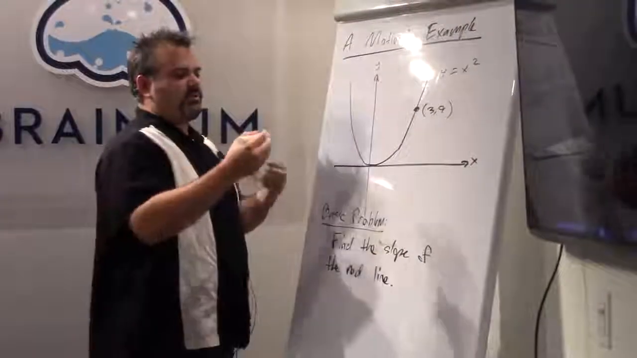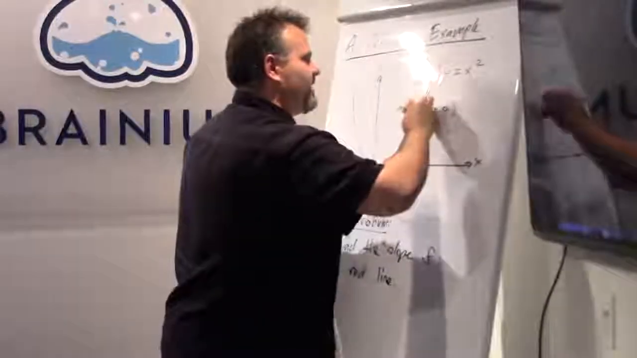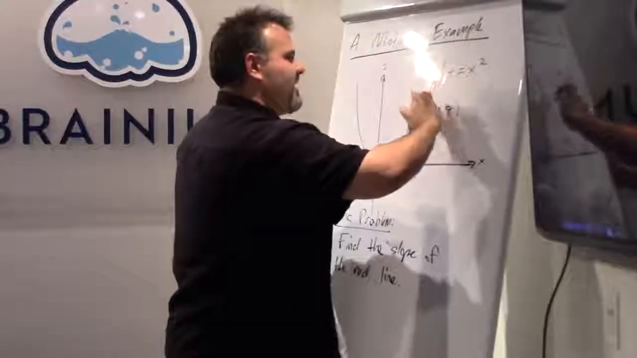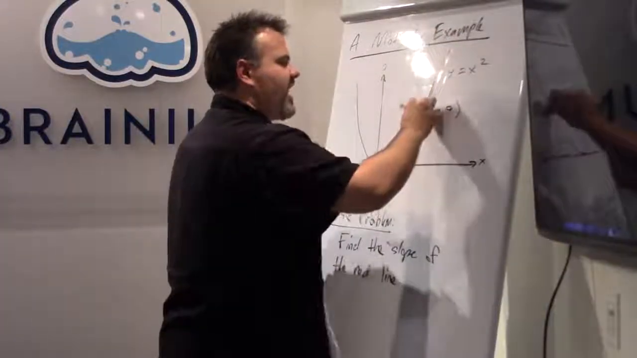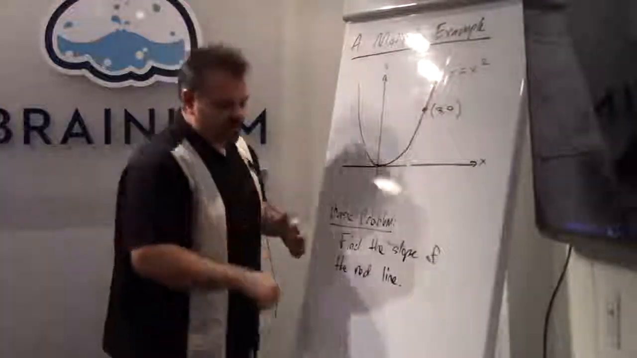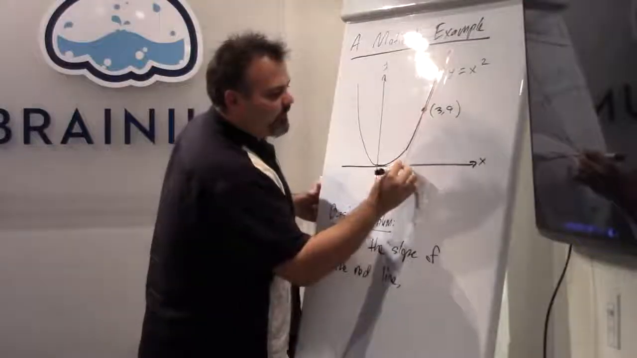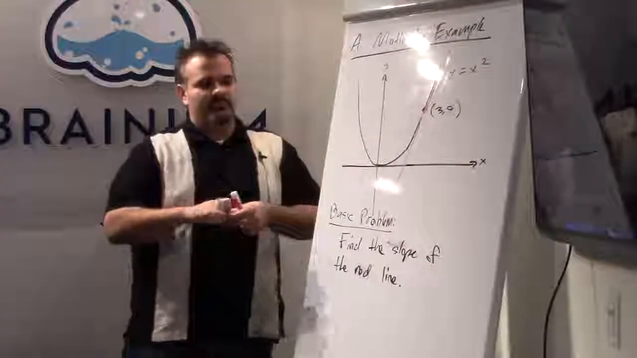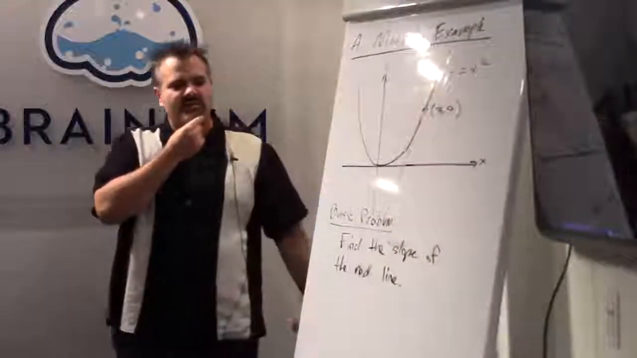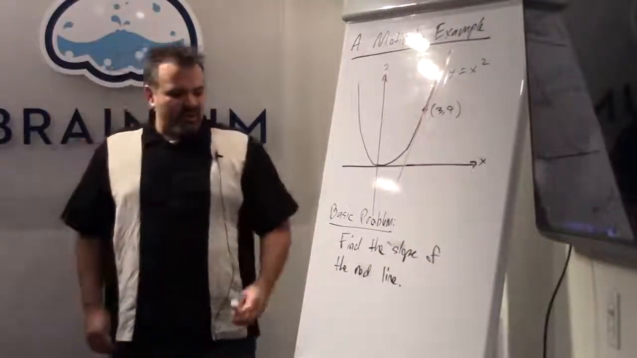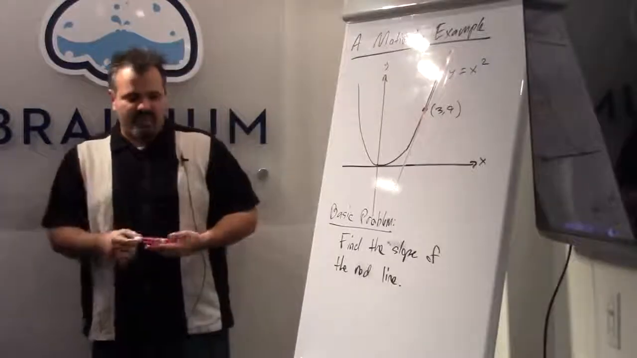So the basic problem is we're going to draw a red line right here. And that red line, we want it to be tangent to this curve. And what I mean by tangent, I'm not going to say. We can look at that and say, okay, that's tangent to the curve. And we want to find the slope of this red line.